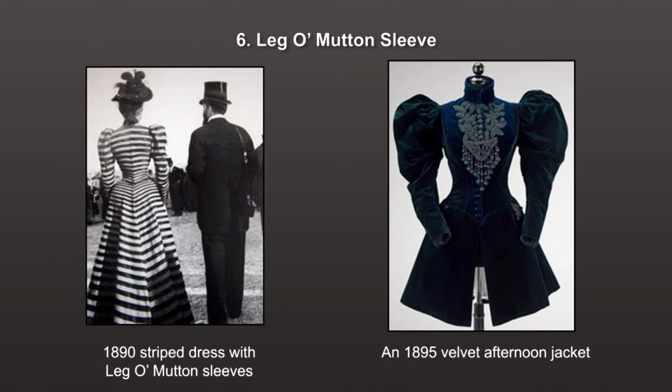The next picture is from 1895, a velvet afternoon jacket by French designer Augustin Martin. The embroidery on the front is spectacular, accentuated by the huge puffs of the leg of mutton sleeve.